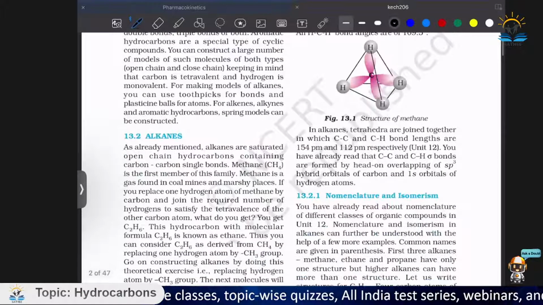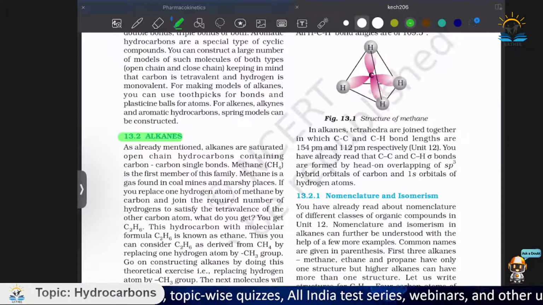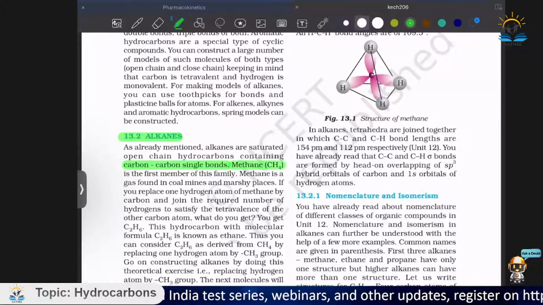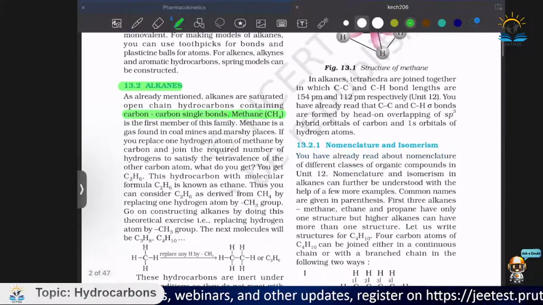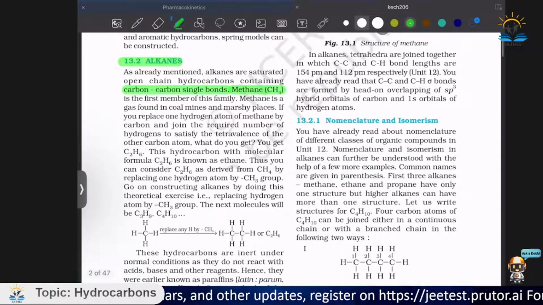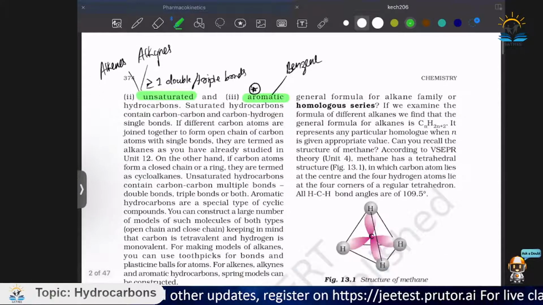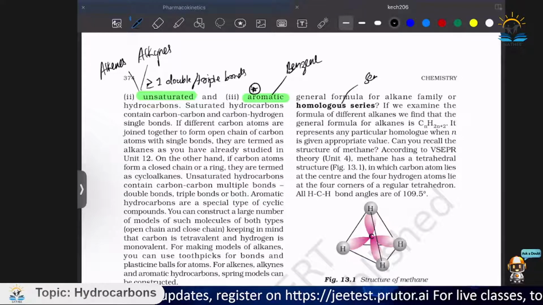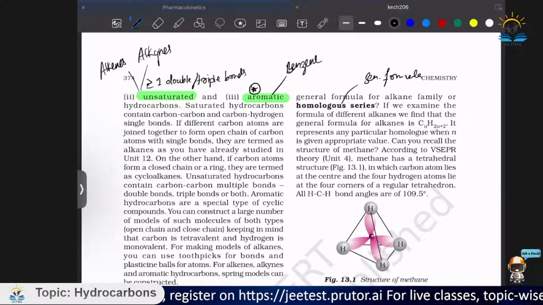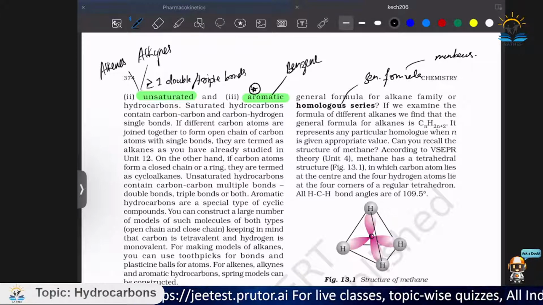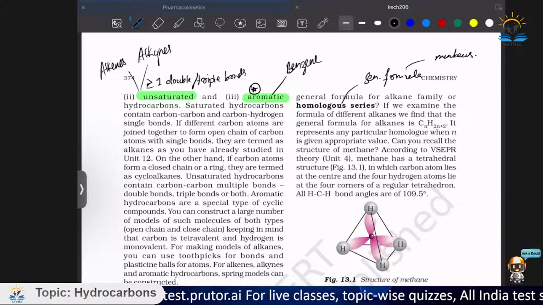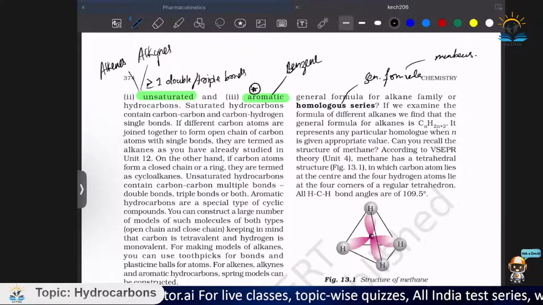So let us move on to the saturated hydrocarbons, alkanes. They only contain carbon-carbon single bonds. No double bond is there. The first member of alkane is methane. I hope you all know what a homologous series is. Homologous series is like they have a general formula, and they have members which fall in this general formula. The chemical formula falls under this general formula only.